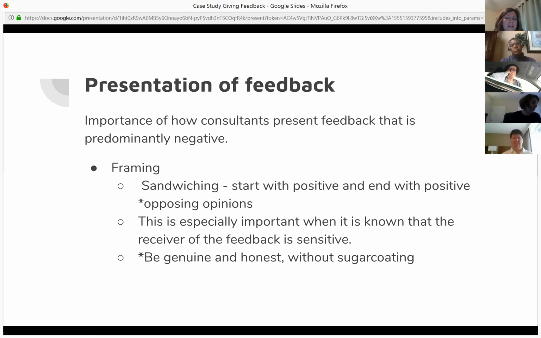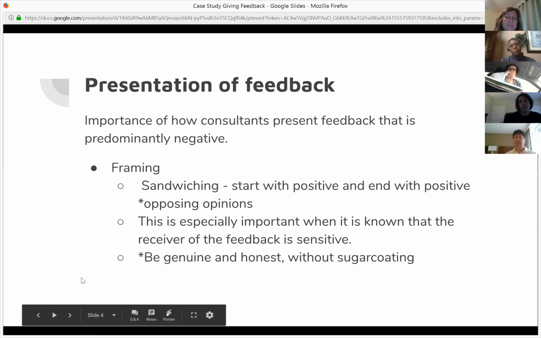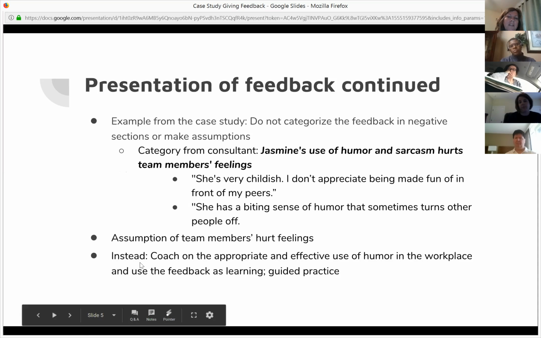There's some opposing opinions on sandwiching. You read a lot about start with the positive, then go through some stuff, and then end with the positive. The consultant doesn't present the information in that way. But there are some people that feel like that is sugarcoating. It can be done in a genuine and honest way, but you got to make sure that it is genuine, and you're not just throwing some compliments at the beginning and the end and saying the real stuff in the middle. It's especially important to know how to do this framing when you know to begin with that the person appears that they're not going to want to accept what's going on there.